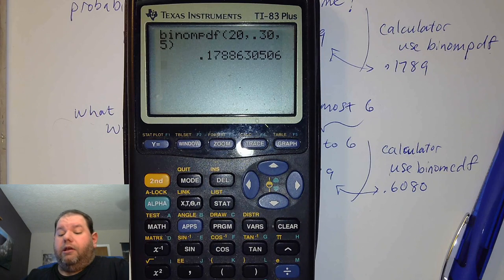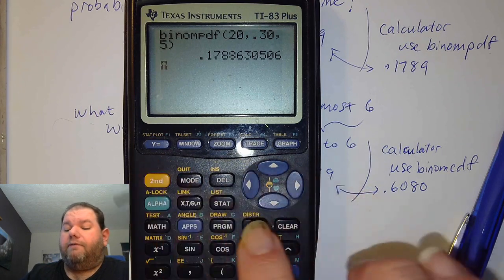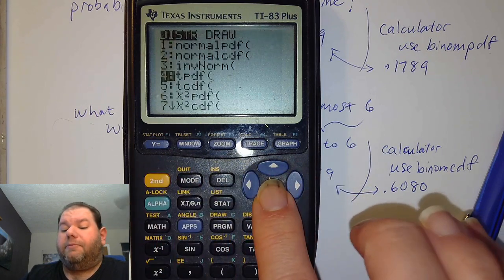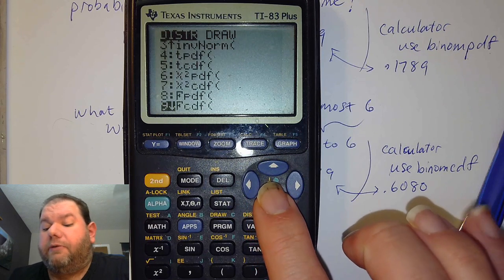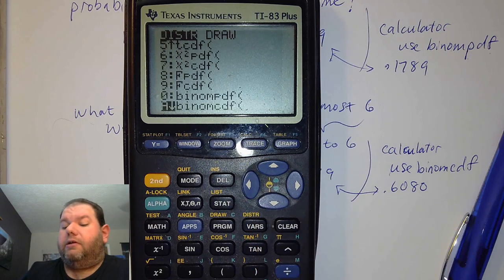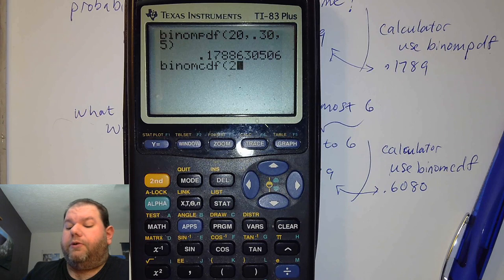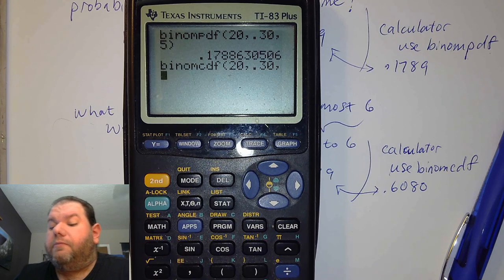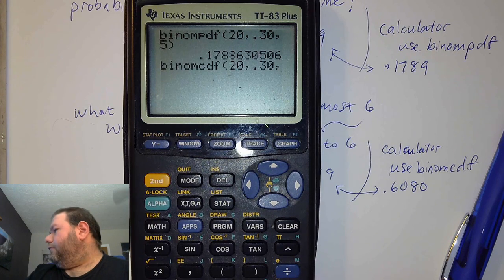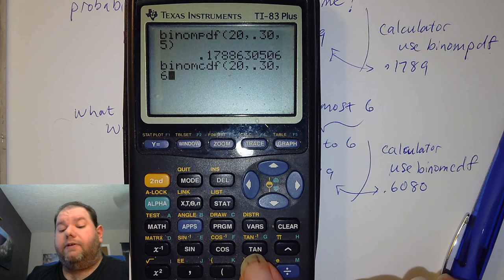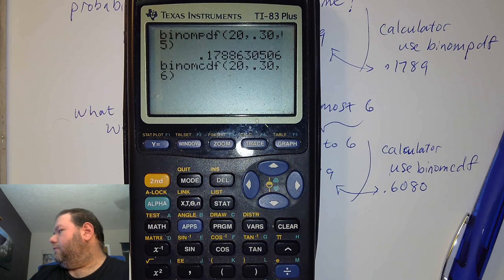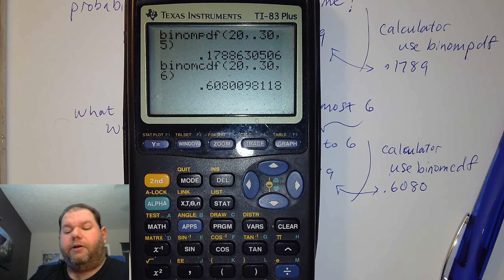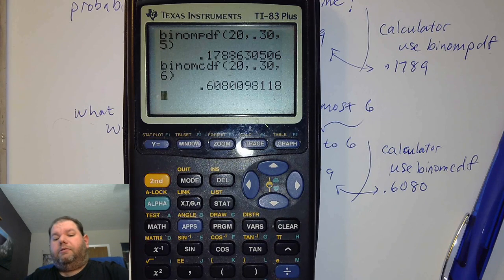Alright, let's also do, okay, second and vars, and let's do the Binomial Cdf for the second problem that we looked at. Of course, on this one we'll put 20, comma, 0.30, and again, we want 0 through 6, so we'll just enter 6. And we get 0.6080 just the same way.